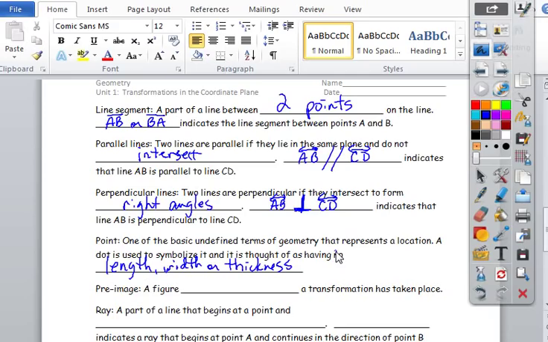All right, pre-image. Pre means what? Before. So a figure before a transformation that's taken place.